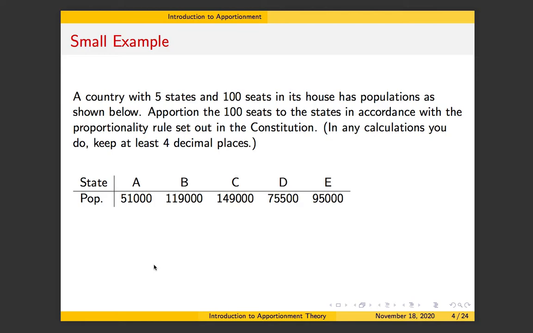This is a small example, much smaller than the United States. So if problems arise here, then presumably problems arise with the United States and real countries, bigger countries. Okay, so suppose you have a country with 5 states, 100 seats in its house, has populations below. So if we were in class, I would have you guys do this. Apportion the 100 seats to the states in accordance with what the Constitution says. So you can do this if you would like.